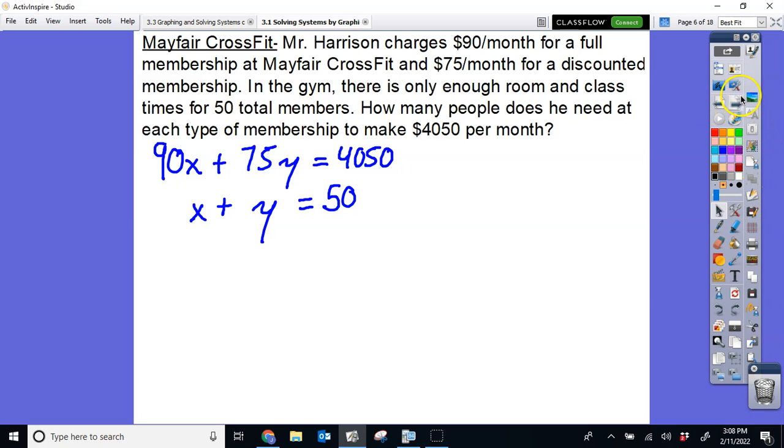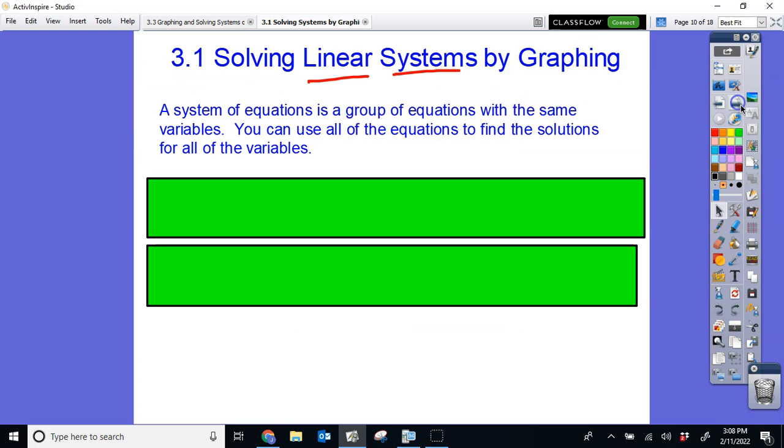Yes, Mr. Harrison realizes that it's okay to have more than that $4,050. I also realize that it's okay to have more than 50 members or less than 50 and make more. What we were looking at here is trying to meet both requirements exactly, and then we're going to expand a little bit further into times when maybe we don't meet both requirements exactly.